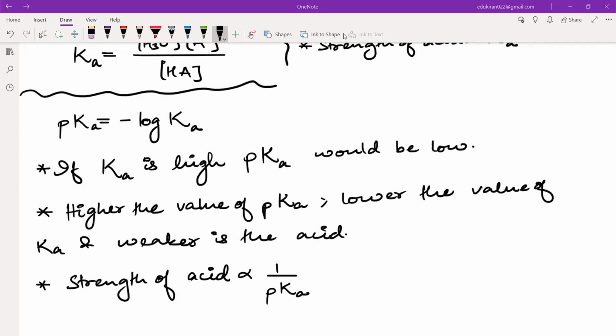Okay. P, again, the same way we had pH. P is defined as the minus log of something. So if you have pH, it is the minus log of the concentration of H. If you have pKa, it is a mathematical function, you can say, like sine or cos. You can say P represents minus log.